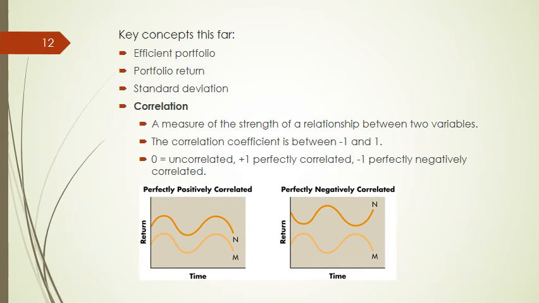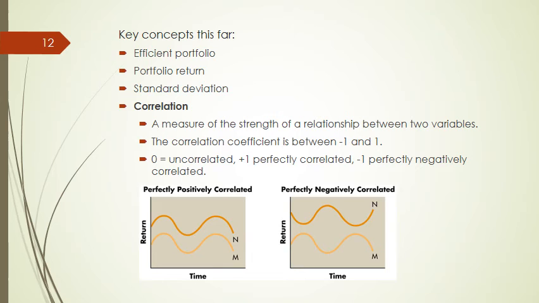Thus far, we've discussed three central concepts: the efficient portfolio, and the calculation of the portfolio return and the standard deviation. In order to construct an efficient portfolio, we need to be able to calculate the portfolio return and also the standard deviation, which is a measure of risk. Why is that? Because we're trying to construct a portfolio that yields the highest level of return for a given level of risk, and hence that is why we calculate the standard deviation.